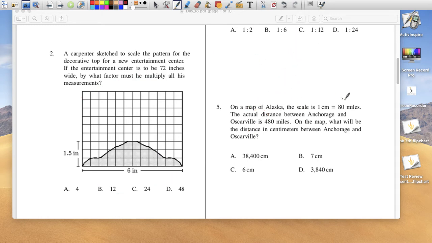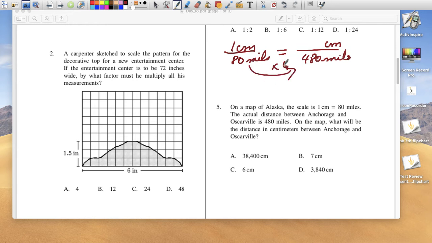On the map of Alaska, 1 centimeter is 80 miles. So I'm just going to write that like this. And the distance between Anchorage and Oscarville is 480 miles. So in real life, the distance between those two towns is 480 miles. So on the map, how many centimeters would that be? Well, here it's very easy setting up a proportion to find the relationship, which is times 6. So here is also times 6. So on a map, that would be 6 centimeters.